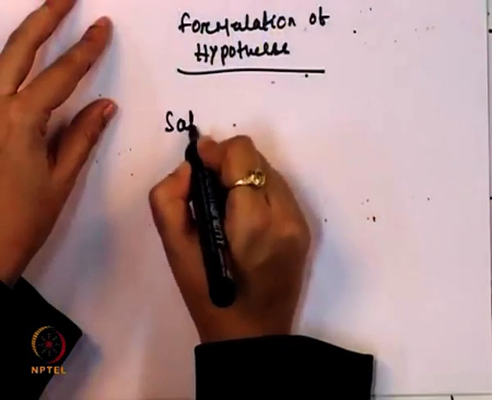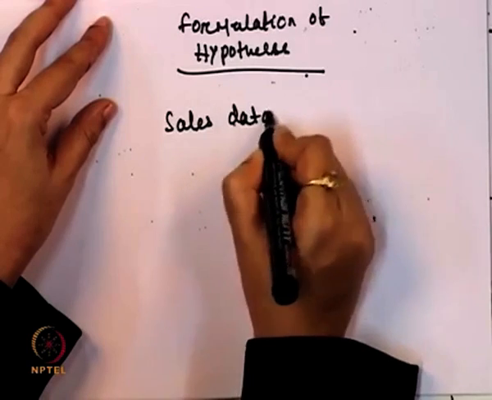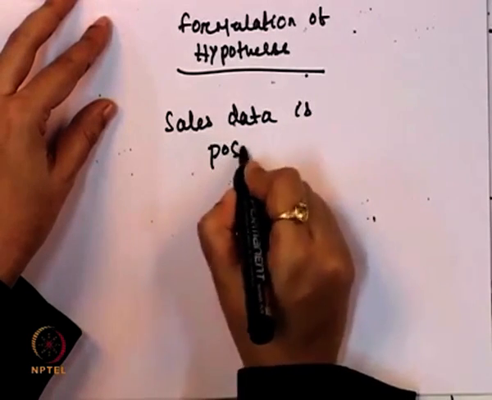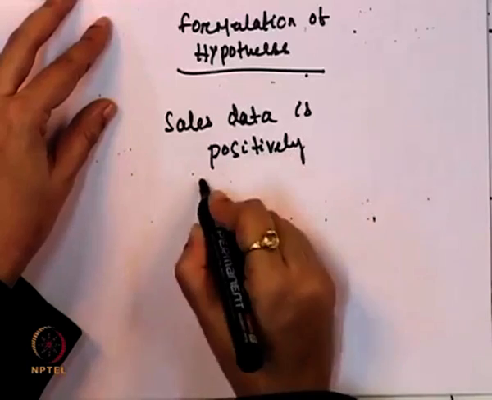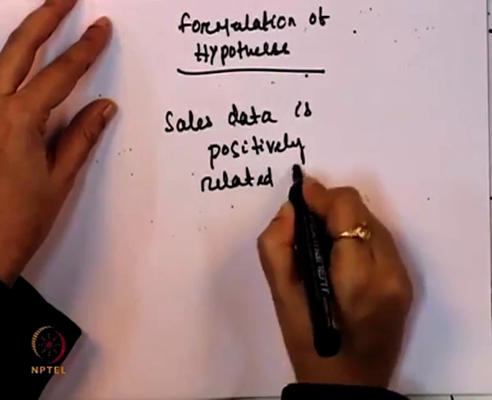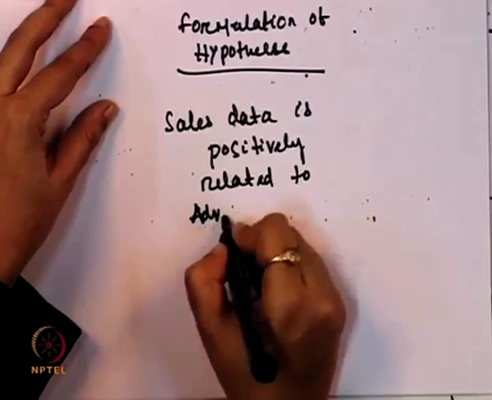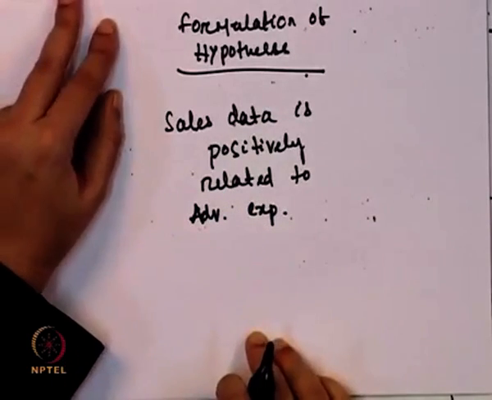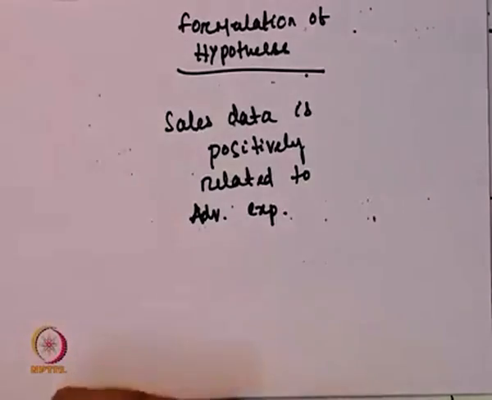So, we will start with the formulation of hypothesis, generally how we formulate a hypothesis. Here we take the hypothesis: sales data is positively related to advertisement expenditure. Okay. This is the hypothesis. For that, what background observation or background information do we have to take?